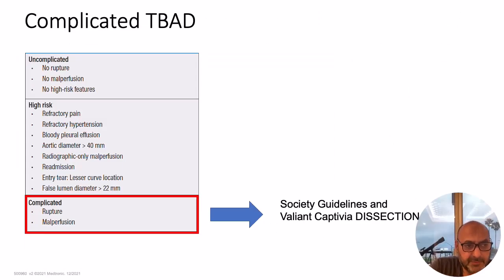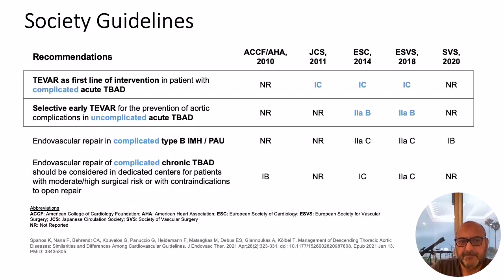So the complicated type B dissection is simple. It's either rupture or malperfusion, really, and you have to fix them right away. Sometimes it depends on the patient, how the patient presents. We've had patients that were very, very sick. We treated the malperfusion and then we left the dissection for later because they were very sick, and I've seen that a couple of times in my career.